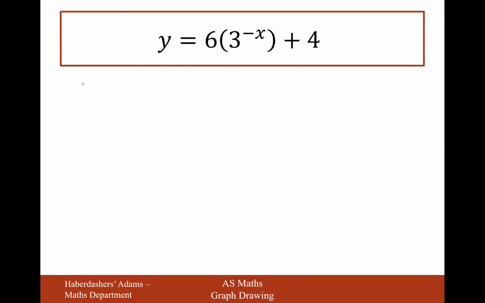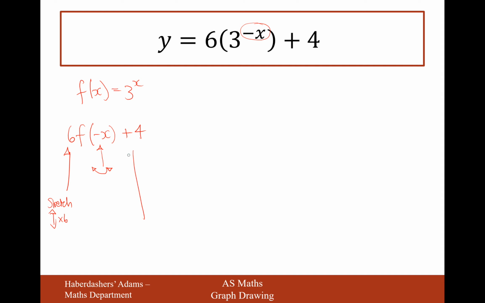Moving on to the next one, the parent function here is again 3 to the power of x. And the transformations here are 6 f of minus x inside the bracket, because the minus is right next to x, and then plus 4. So the 3 transformations are: reflect left to right, stretch by scale factor 6 up and down, and then after that move up 4.